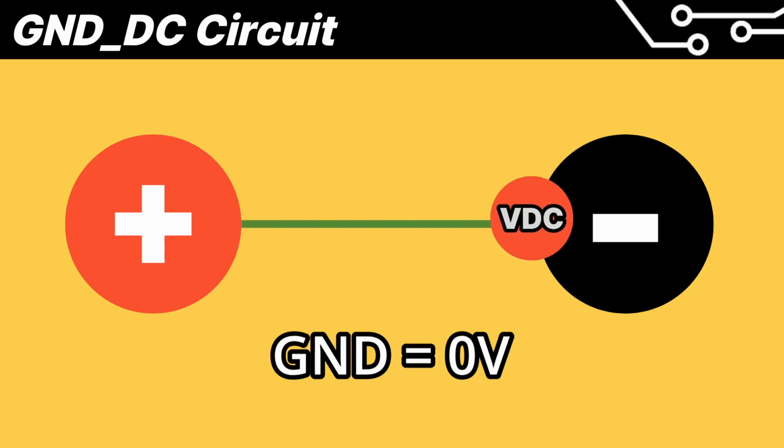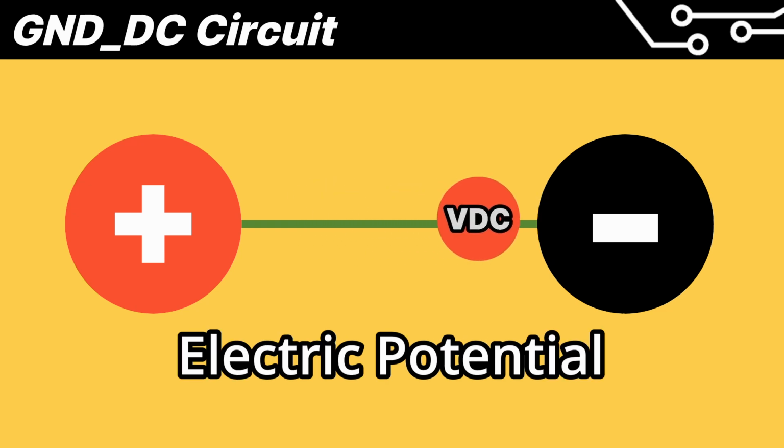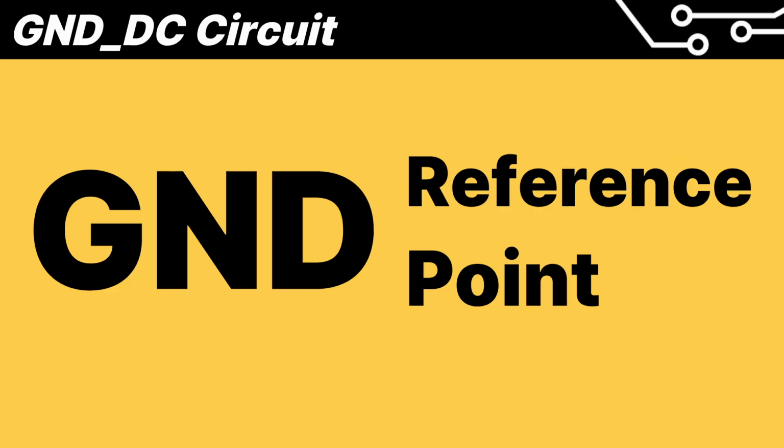However, adding ground creates a reference point of zero, allowing current to flow. Current flows using the difference in potential between plus and ground. In a DC circuit, ground doesn't simply mean minus, but represents the reference point for voltage.